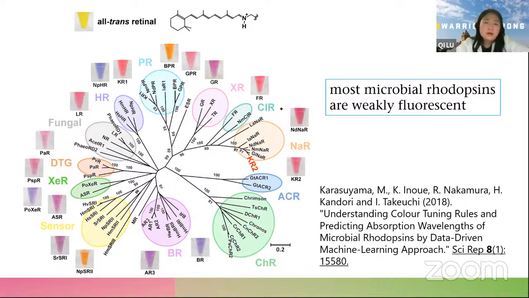So this is also from chapter 6, and here it shows that for endogenous rhodopsins, there are different colors.